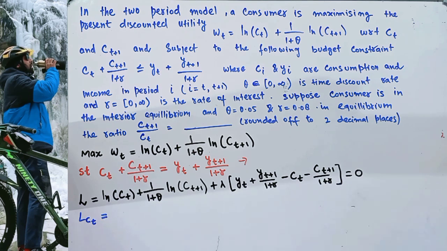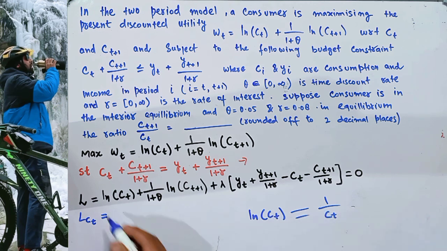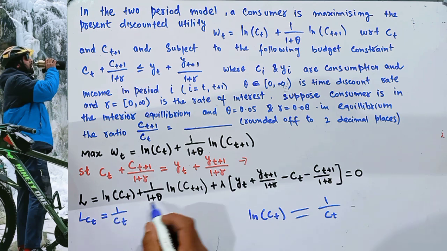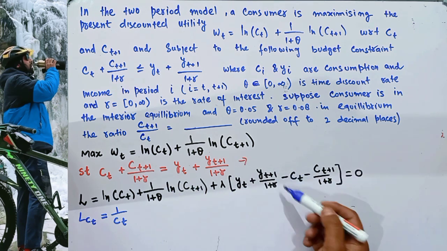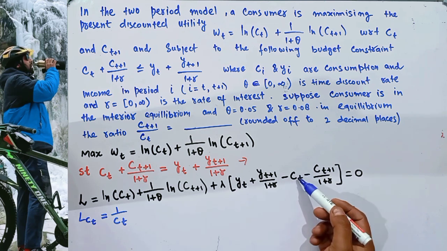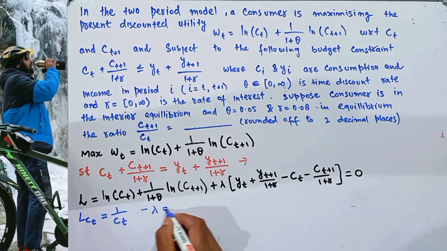If I take the derivative of this function with respect to C_T, we have ln of C_T, whose derivative is simply 1 divided by C_T. Simple thing. So in place of this, I can write 1 divided by C_T. Since we are taking the partial derivative with respect to current consumption, this is future consumption, the derivative of it will be equal to 0. Here we have C_T, the derivative of C_T will be 1 here, so we are left with only minus lambda, and we set it equal to 0.